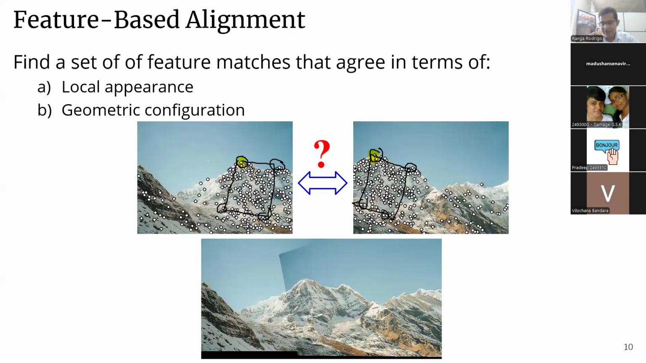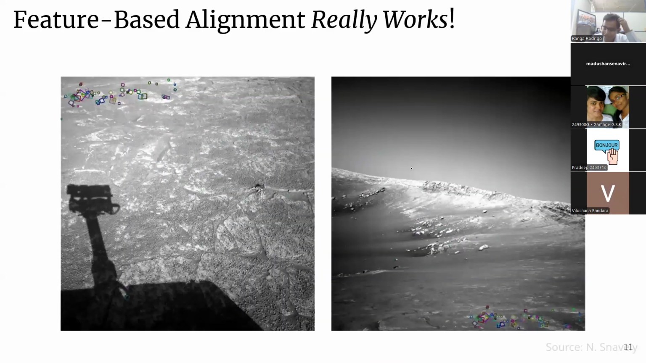Local appearance applies to one single point appearing in the two images. Geometric configuration: a set of points should transport from one image to the other by taking a similar transformation, a similar nature of moving from one image to the other. It's not very easy to see that visually, because the transformation can be slightly complicated. Okay, so we saw that last time.